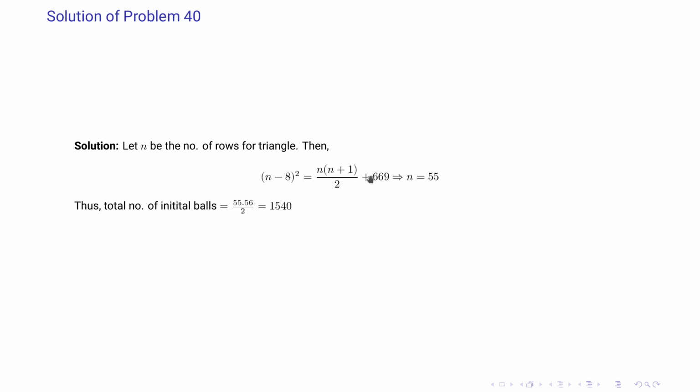Now if we add 669 more balls to the number of balls of the triangle, it becomes equal to that of the square. Now if you solve this equation, you will get n is equal to 55. Now if n is equal to 55, we substitute in the formula n into (n plus 1) by 2 to get the initial number of balls, that is the number of balls in the triangle, which is 1540. So with this, we come to the end of problems 31 to 40.